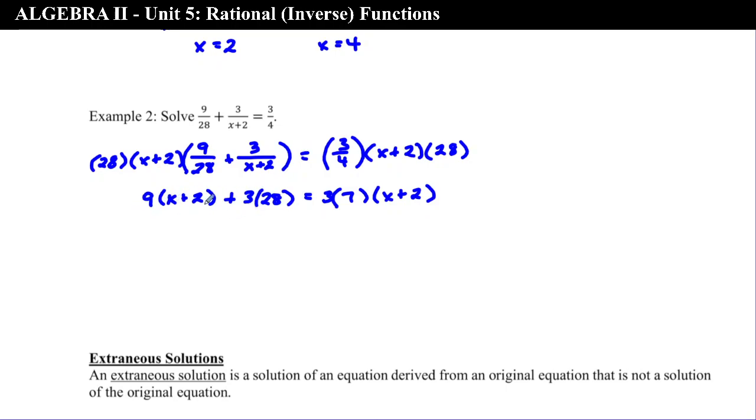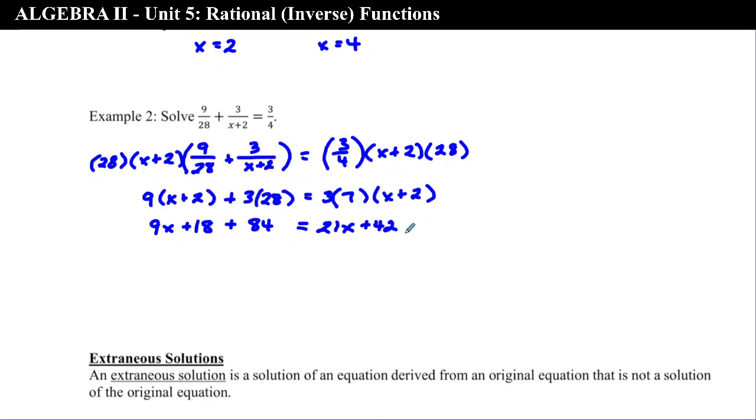Let's just distribute all of this information. So we've got 9x plus 18. 3 times 28 gives you 84. And that's going to equal 3 times 7, which is 21. 21 times x is 21x. 21 times 2 gives you 42.